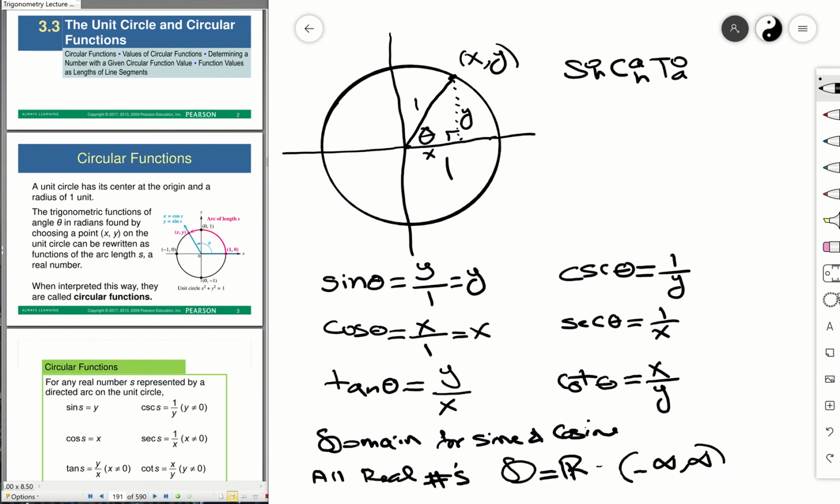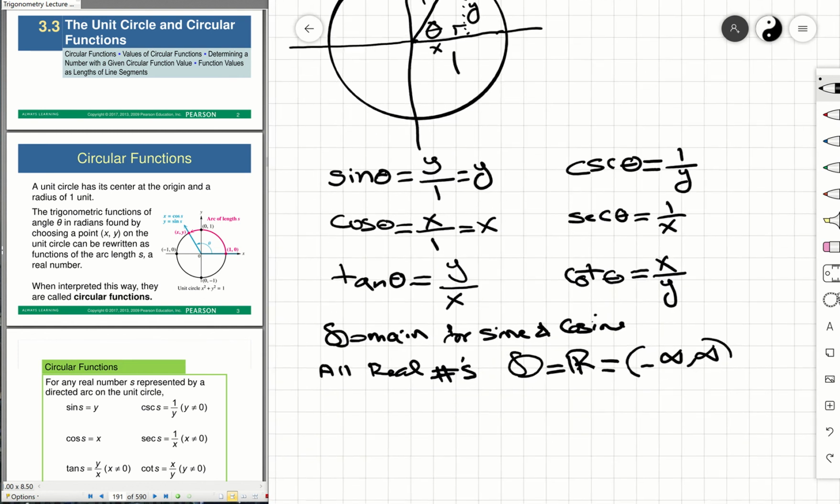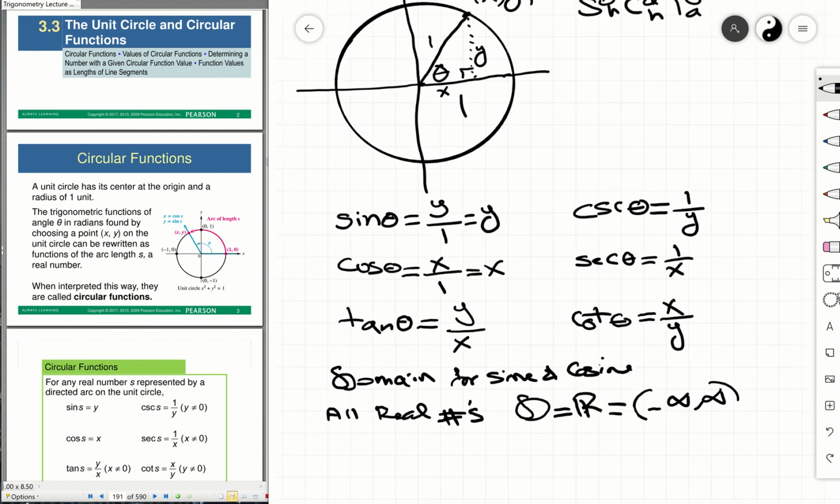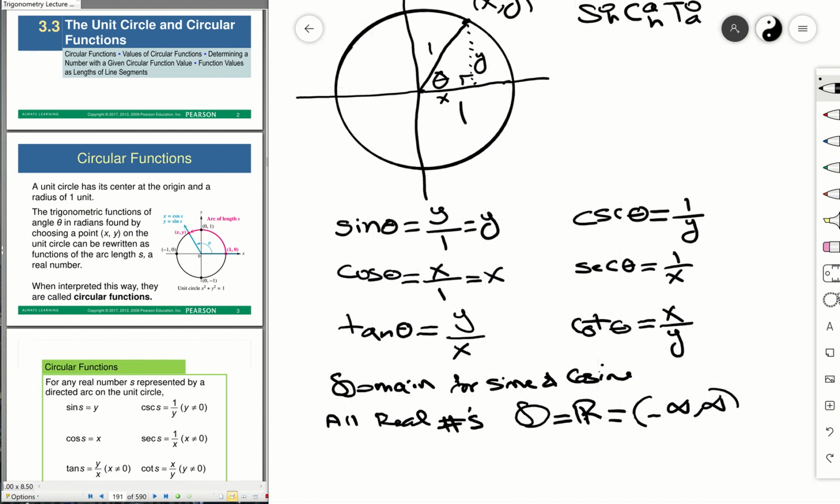Now, the domain for all the other 4 functions is going to be restricted, because if you notice, there are going to be locations for which either the x is 0, that's going to make secant and tangent undefined, and there are also going to be locations where the y is 0, and that's going to make cosecant and cotangent undefined because you get 0 in the denominator. So let's take a look at the locations where the x is 0 first.